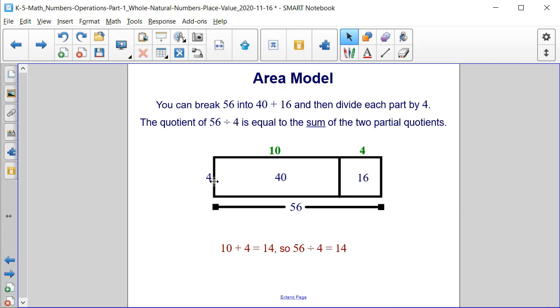And what we found by thinking this through is that the quotient of 56 and 4 is equal to the sum of the partial quotients. So the partial quotient here was 10, and the other partial quotient is 4. So 10 plus 4 is 14, making 56 divided by 4 equal to 14.